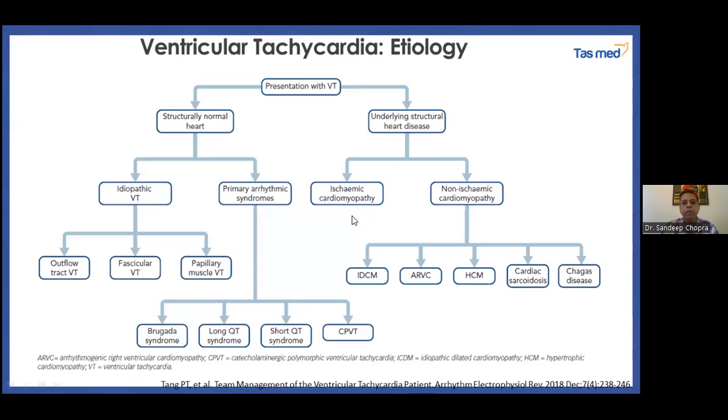So these are the etiologies. A structurally abnormal heart can have a cardiomyopathy, which can be ischemic or non-ischemic. Non-ischemic would mean idiopathic, arrhythmogenic right ventricular dysplasia, hypertrophic cardiomyopathy, cardiac sarcoidosis. And if you have a structurally normal heart, you can have an outflow tract fascicular VT or papillary muscle VT. So these are the VTs which require an ablation. And the other primary arrhythmic syndrome is called Brugada syndrome. Very rare, more common in the Japanese population, but we should all be aware about it. We can talk about it in another talk. It is a very important condition which can cause sudden cardiac death in your patients.